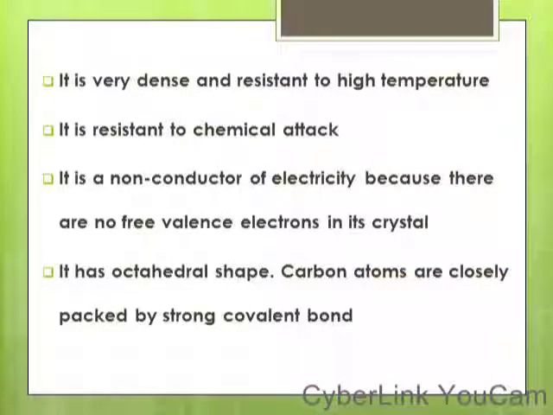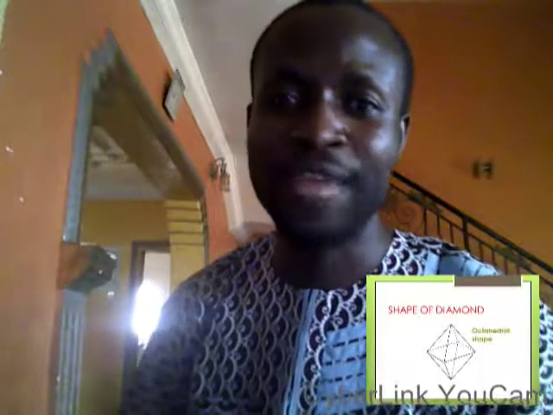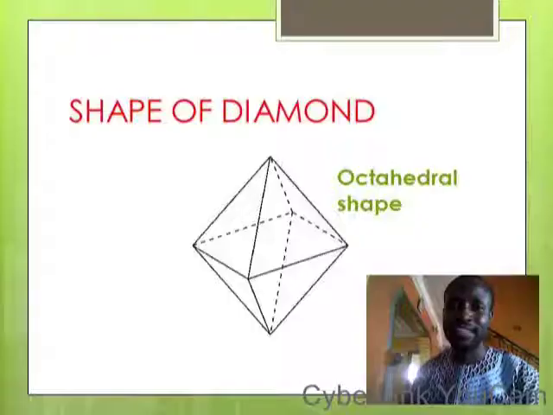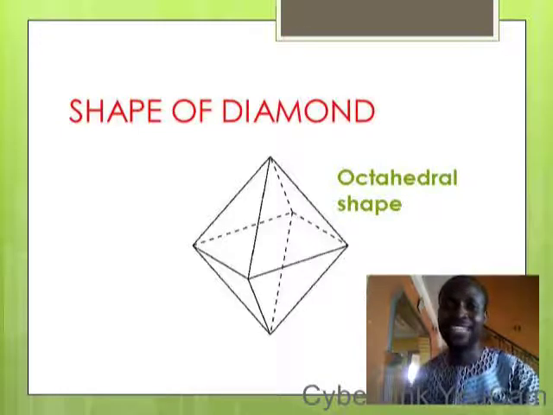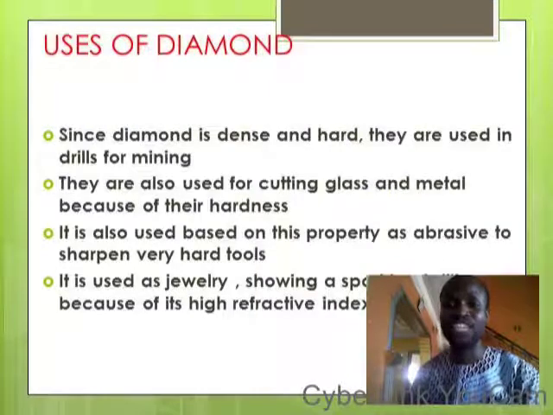It is octahedral in shape. Carbon atoms are very closely packed by covalent bonds. So if you are asked what type of bond exists in diamond, it is a covalent bond. Now look at this shape of diamond. What can you see? This is the shape of an octahedron. So diamond is octahedral in shape.